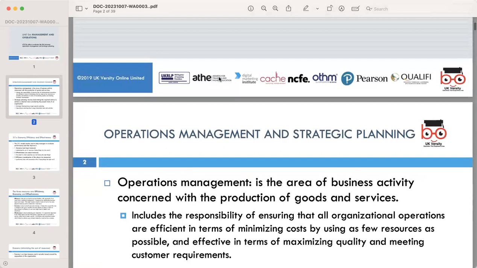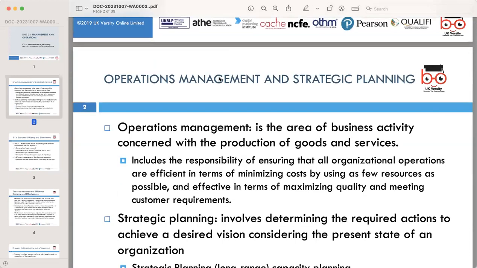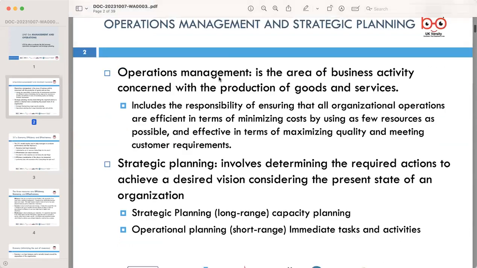So what is operations management and strategic planning? Basically, operations management relies upon strategic management for direction, and strategic management relies upon operations management for results. This includes the responsibility of ensuring that all organizational operations are efficient, in terms of minimizing cost by using as few resources as possible, and effective, in terms of maximizing quality and meeting needs.